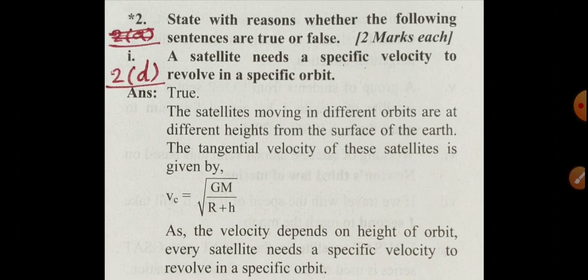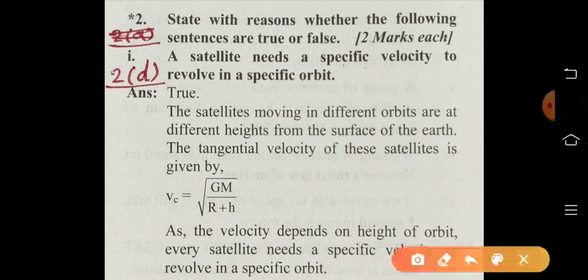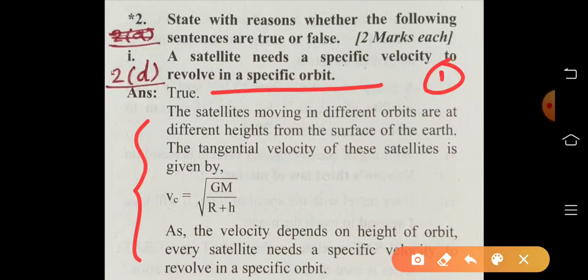Now state with reason whether the following statements are true or false. Question is asked this way. 2 marks for each question. We write true or false, so you get 1 mark for that, and you write the explanation. So 1 mark for your explanation. Clear? If you are unable to write the explanation for this kind of question, you lose 1 mark. So explanation means reason is required along with our answer.